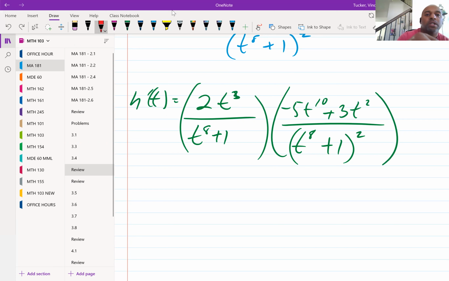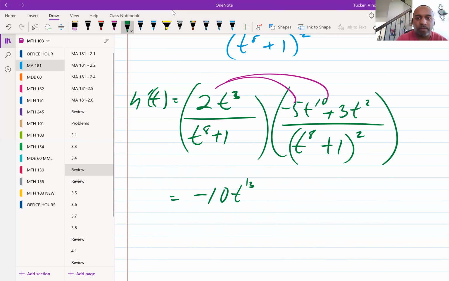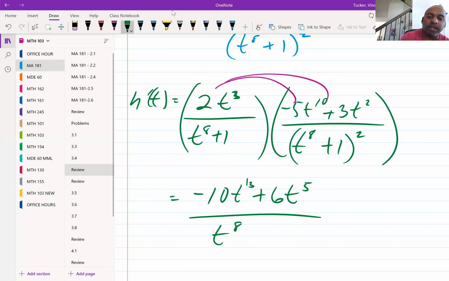So this 2t cubed needs to be multiplied to both of those. And we can combine these to have a final answer of negative 10 t to the 13th. No, there should be a positive 10. Nope, no, I was right, negative. And then positive 6 t to the 5th, all over t to the 8th plus 1 to the 3rd power.